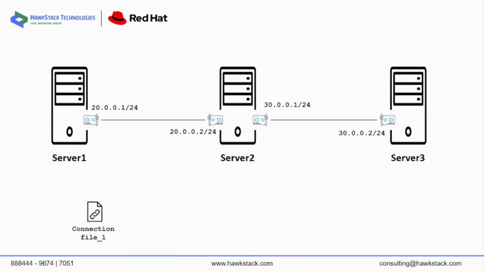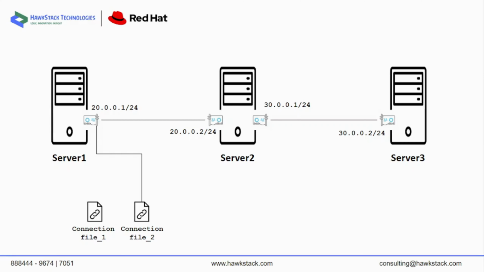To assign these IP addresses, we need to create a connection file for each interface. Each connection file contains the necessary configurations, including the IP addresses, gateway, and DNS IP. Although we can create multiple connection files for a single interface, only one connection file can be attached to an interface at a time.